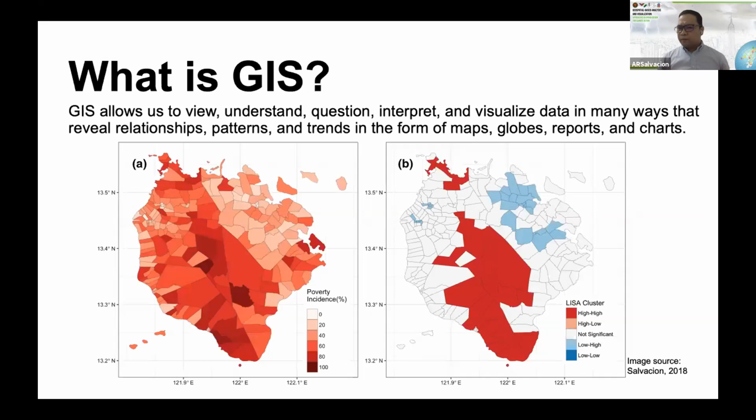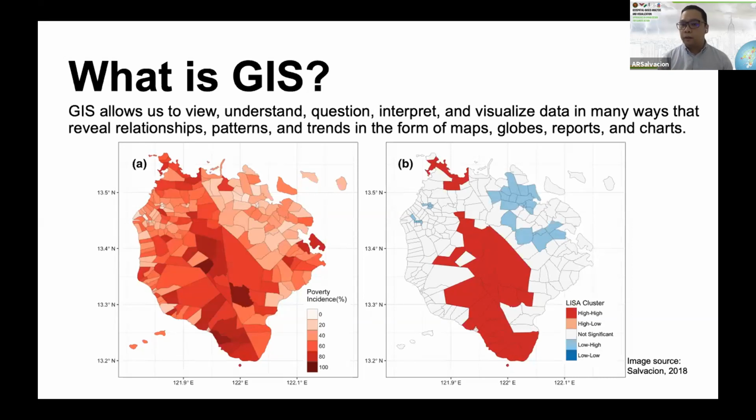Okay, so the good thing with GIS is that it allows us to interpret and visualize data, and to see trends which cannot be seen by the naked eye. For example, this is the poverty incidence. If you just look at the map on the left side, you'll see only red colored maps with different gradients. But if you do some statistical techniques, which can also be done in GIS, you could actually delineate what we call clusters. So later you could do targeted policy analysis or targeted response or policy intervention. You could easily do that.